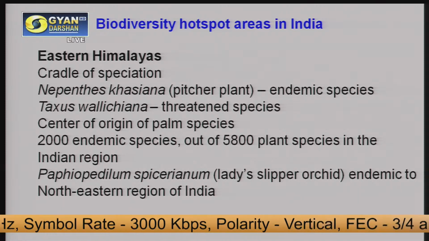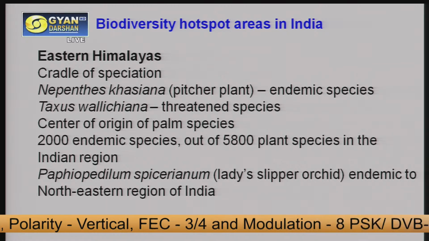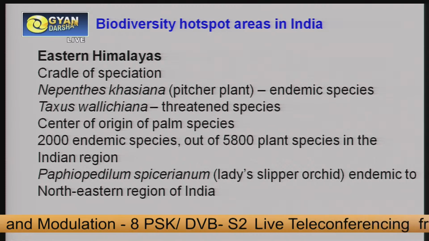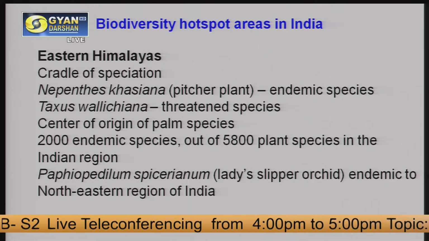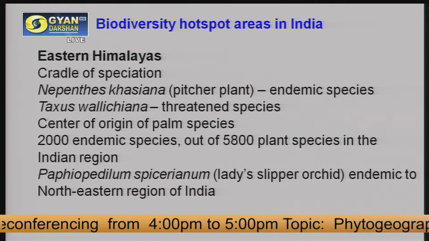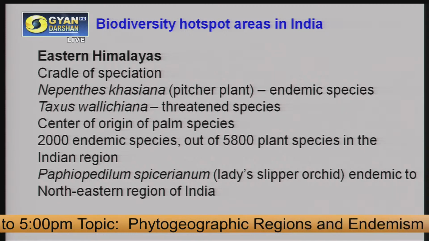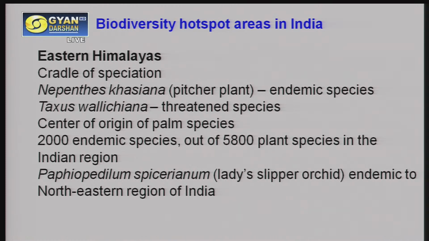Now, if you try to find out the biodiversity hotspot areas in India, number one, you have the Eastern Himalaya, which is the cradle of speciation. You have so many endemic species, Nepenthes khasiana, the pitcher plant, and Taxus wallichiana, from which you get the very important anti-cancerous drug, Taxol. Taxus wallichiana is a threatened species because we have extracted Taxus so much for the anti-cancer drugs. That is why it's a threatened species.